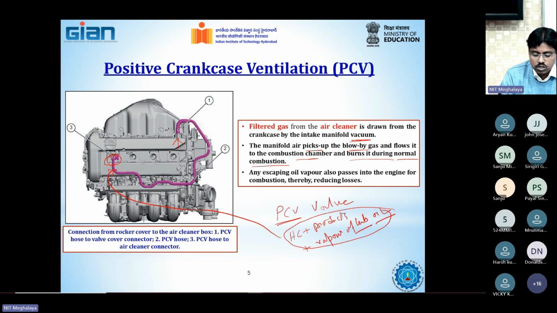So by this positive crankcase ventilation, you actually reduce the loss of vapor in the combustion chamber. So you basically burn with the help of the intake manifold, which picks up the gas and supplies it to the combustion chamber. Hope I understood.